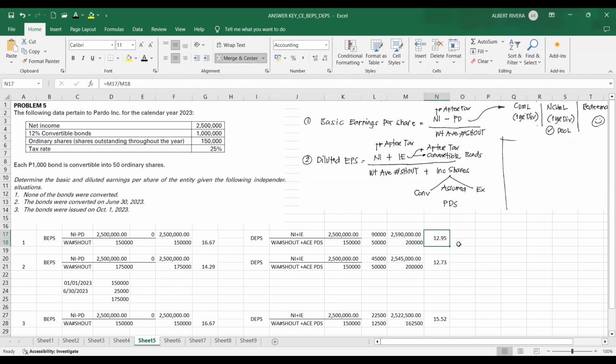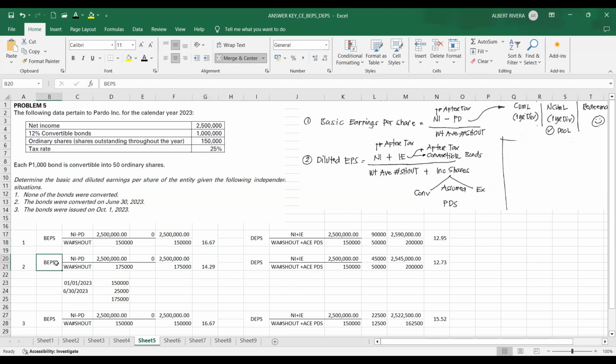And this is actually diluted because the basic earnings per share is 16.67 while the computation using the diluted formula is 12.95. That is actually diluted because it lowers the basic earnings per share. Okay, let's go to scenario 2. In scenario 2, the bonds were converted. This time, there is an actual conversion. Okay?